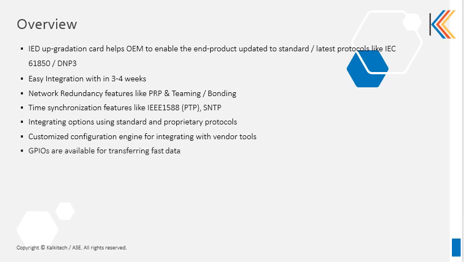Then GPIOs, general purpose IOs, are supported, and up to 48 GPIOs are supported, and these can be directly associated with the direct IOs so that you can have a fast data transfer. These GPIOs can be directly associated with the GOOSE message, and fast messaging can be supported with this.